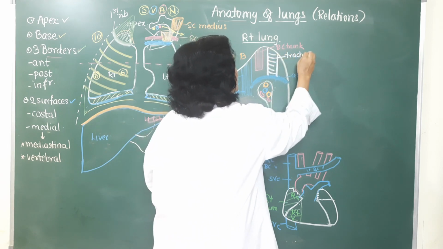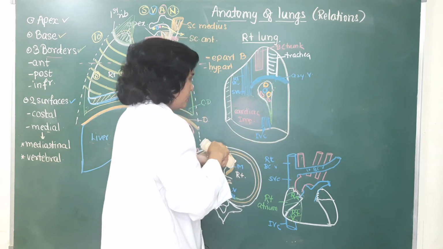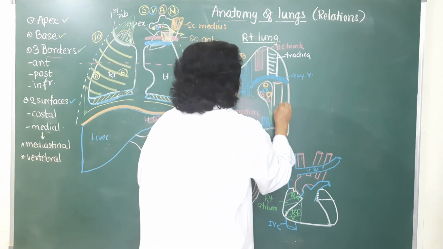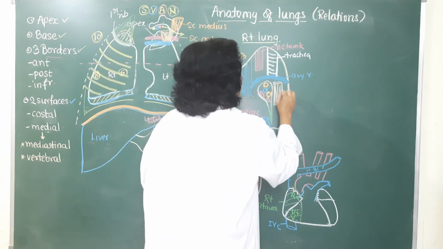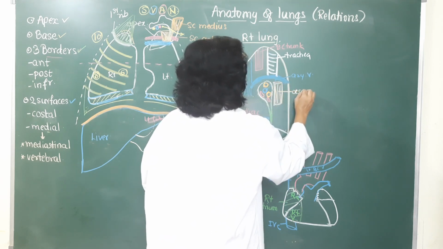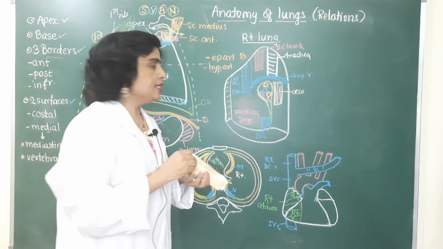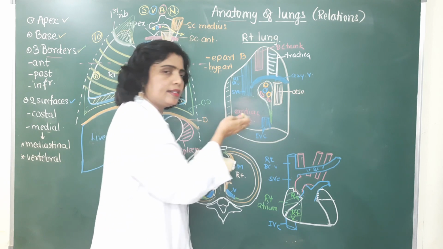and just behind the hilum you get one vertical groove, and this vertical groove is related to the esophagus. This area is related to the esophagus. If you see the nerve, there are two nerves mainly related to the heart, phrenic and the vagus nerve.